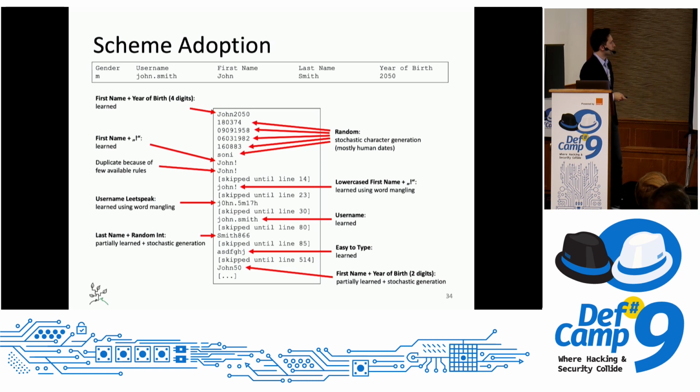This is an actual output of this model. Remember, this is not a real-world output, it's just on my fake password schemes here. And what you can see here, all of these schemes that I've mentioned before are seen in this list. So it starts, for instance, with the first name and year of birth, 4 digits. That was learned here.